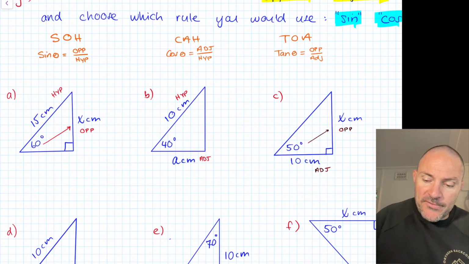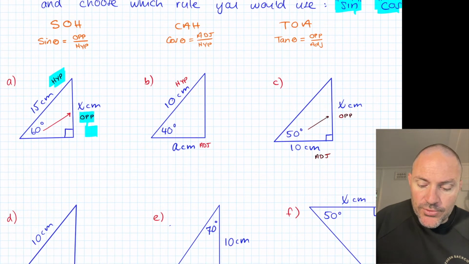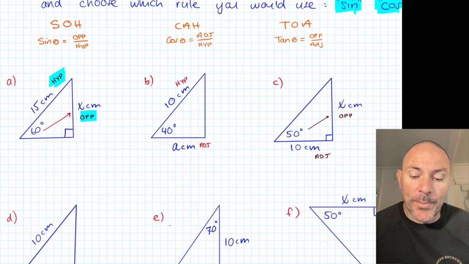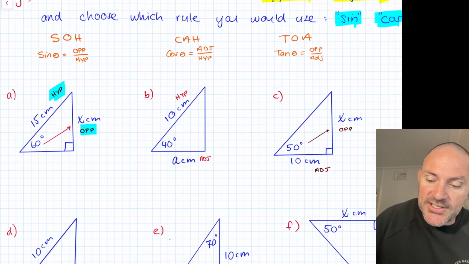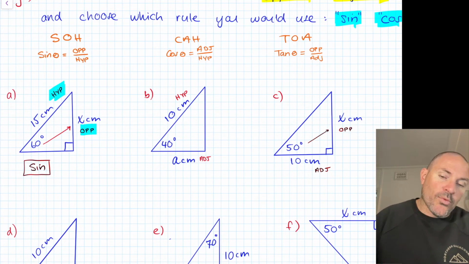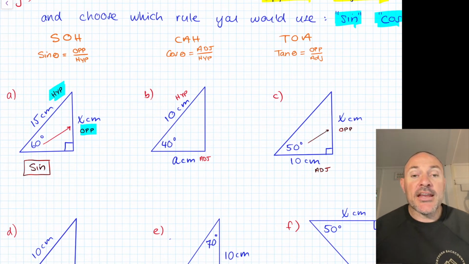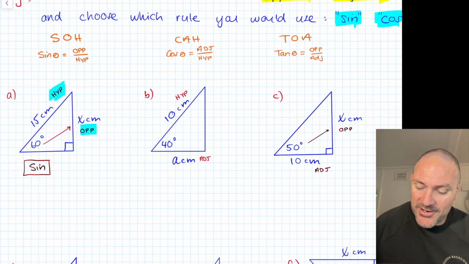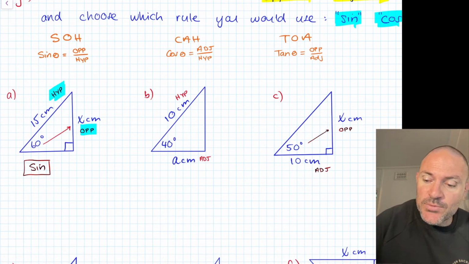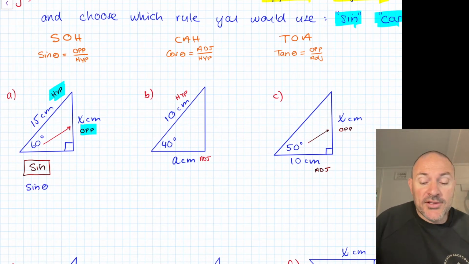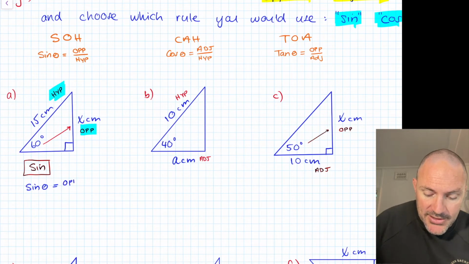So if I look at the very first one, which of those three rules uses the hypotenuse and the opposite side? Well, hopefully what you'll see is that's the very first rule. That's my sine rule. Okay, that's all I want you to be able to figure out. Now, if you wanted to do a little bit of extra work, and this is what we'll be doing next lesson, you could write out the rule with the degrees in there and with the lengths in there.